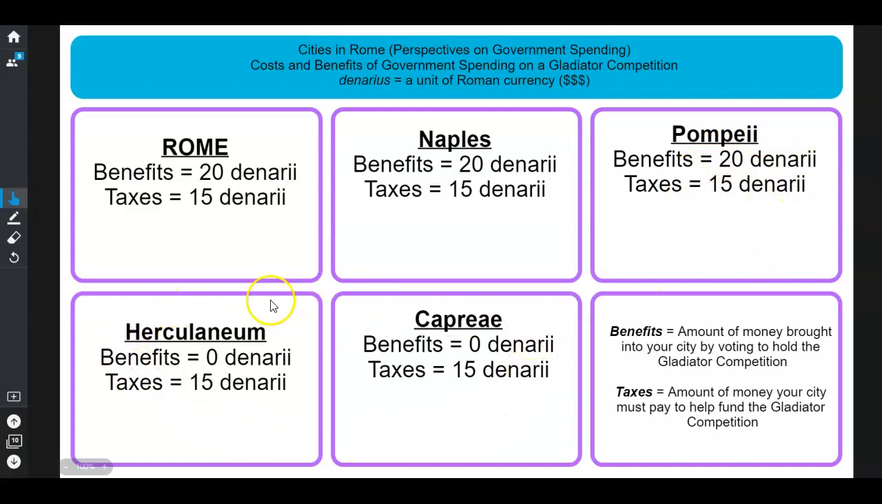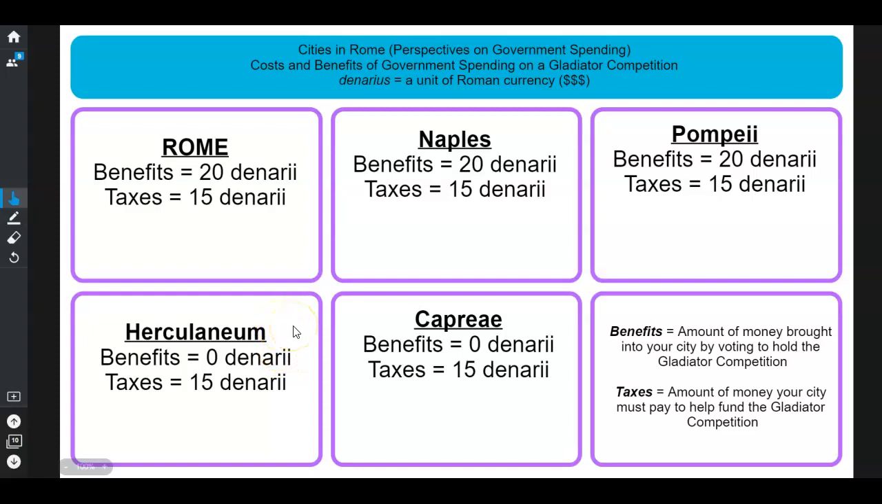However, if you start to look at some of these other cities within the Roman Empire that are not located geographically close to Rome, but are located more on those outer edges of the empire, Herculaneum and Capri are benefiting zero. They're not bringing in any money. The gladiator competition is happening so geographically far away from them that they can't attend it.